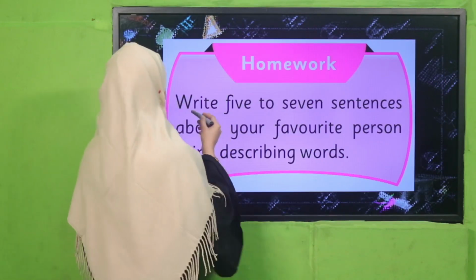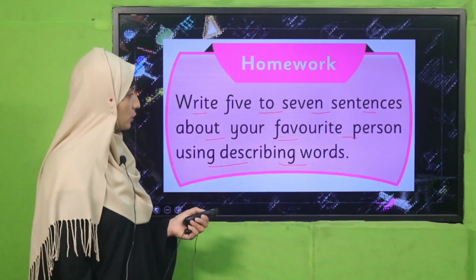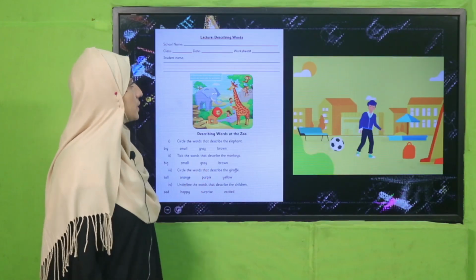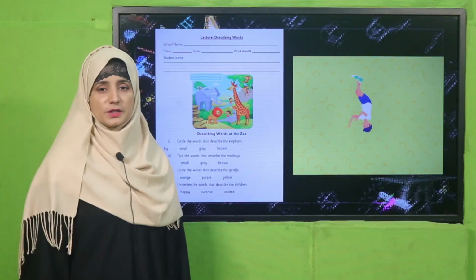So what's your homework for today? Write 5 to 7 sentences about your favorite person using describing words. So you have to describe your favorite person in your notebook. Yes, my dear fellow teacher, this worksheet link is given below. You should get it and provide it to your students in printed form. Okay.